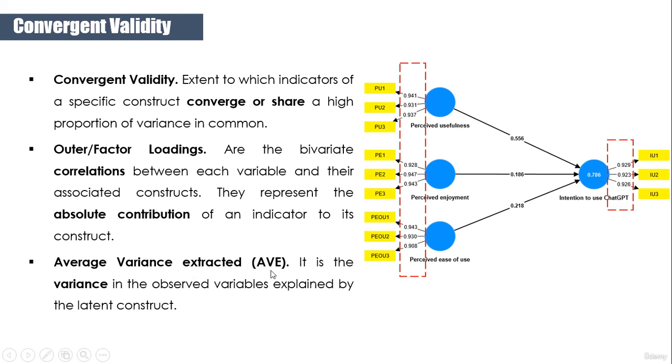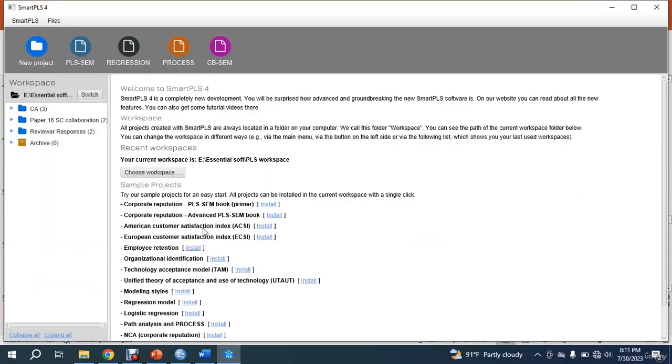And average variance extracted should be higher than 0.50. It is the variance in the observed variable. That means the amount of variance in observed variables explained by a latent construct is calculated by average variance extracted. So AVE will also help us to assess the convergent validity of a particular construct. We will see these things for all of them. So we are going to the software, SmartPLS.